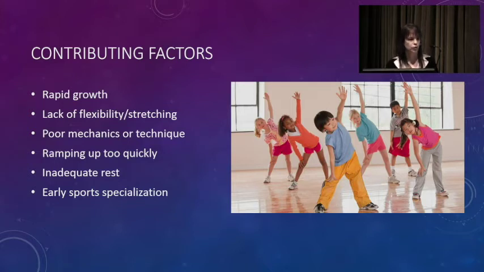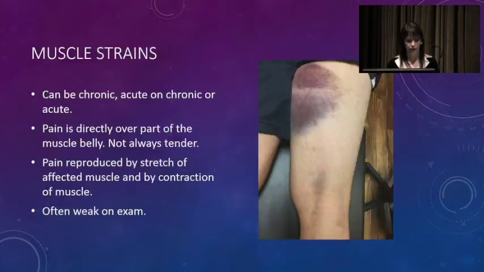If they ramp up their sport too quickly, if they're a cross-country runner and they haven't really been running over the summer, fall season starts and now they're suddenly running 30, 40 miles per week, their body is unable to adjust to that increased strain on it. And if they don't have adequate rest, which is also a part of this, then their muscle or bone don't have adequate time to repair itself, and they will start having pain. And finally, early sports specialization, where they are doing one sport and only one sport before the age of 12, is another risk factor, which I will address more later.